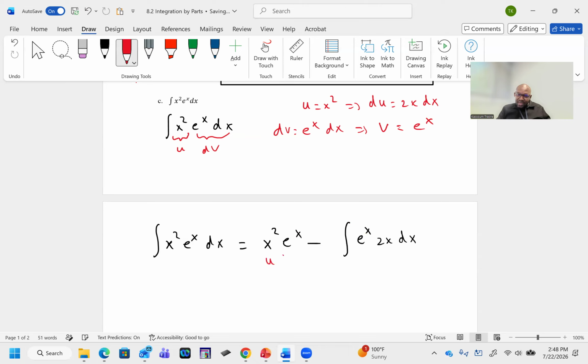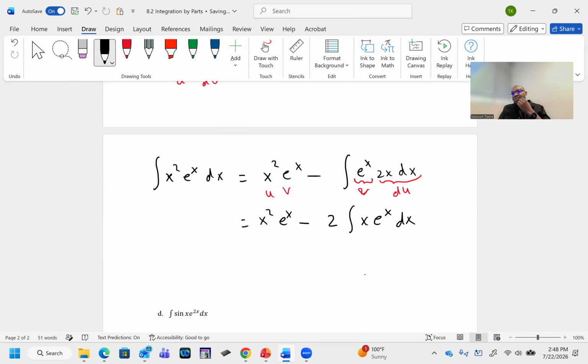So basically, this is u times v minus the integral of v, this is v, and this is du, right? Let me rewrite so you can see it beautifully. x squared e to the power of x minus 2, which is a constant, so I can take 2 out. It's better to read: x e to the power of x dx.